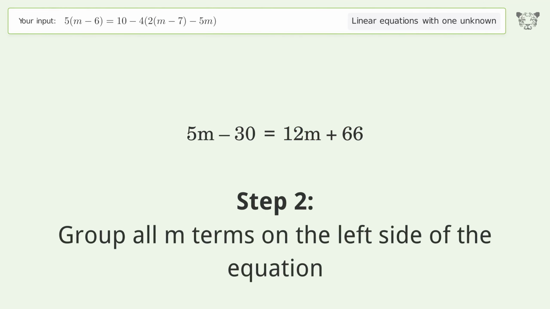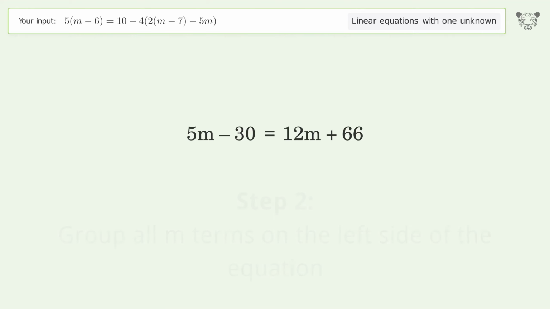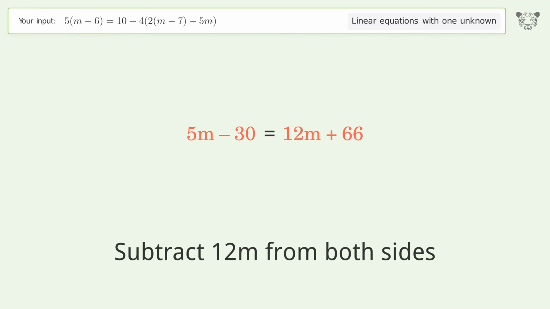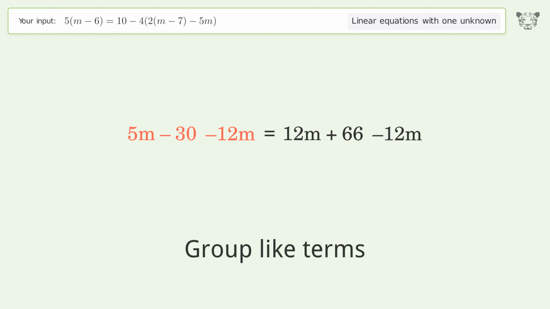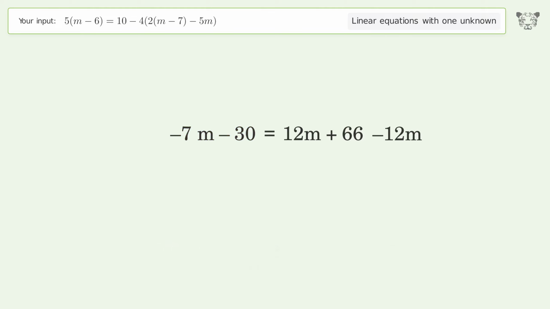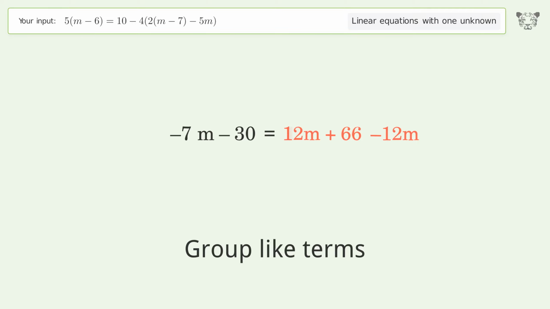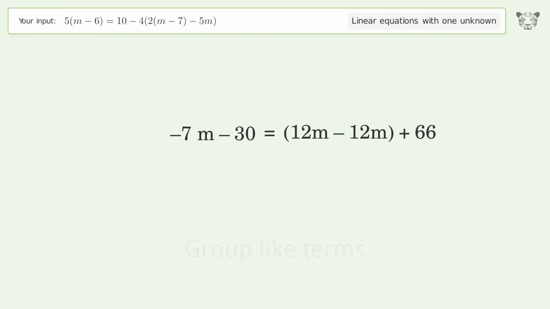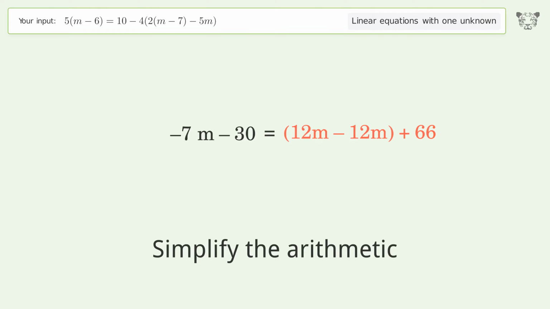Group all m terms on the left side of the equation. Subtract 12m from both sides. Group like terms. Simplify the arithmetic. Group like terms. Simplify the arithmetic.